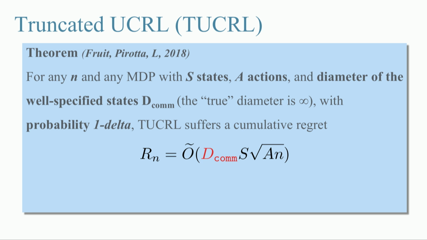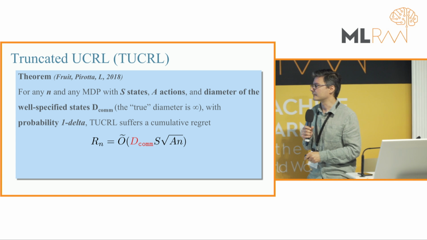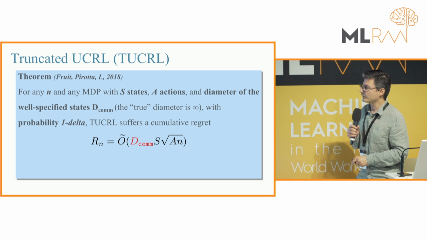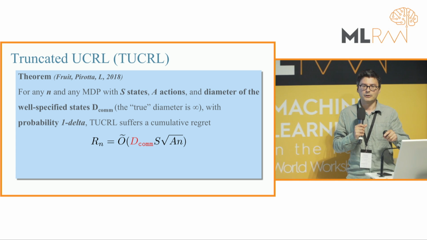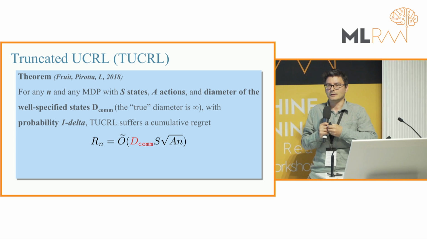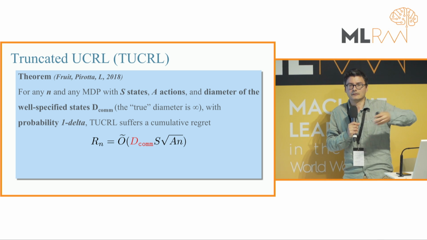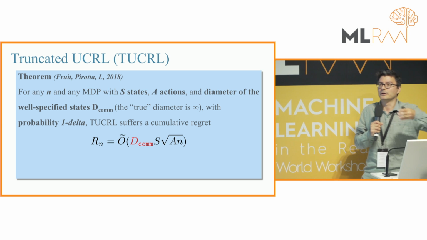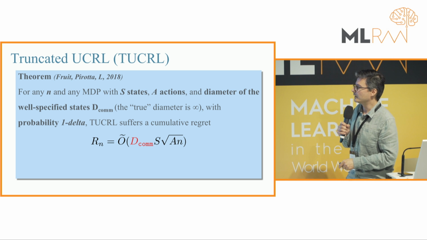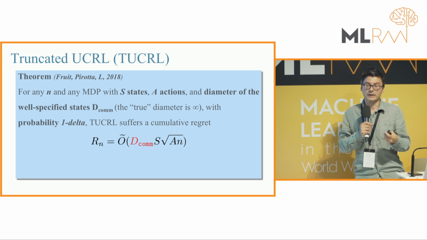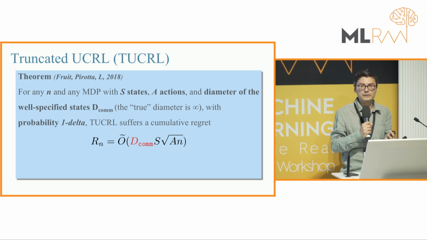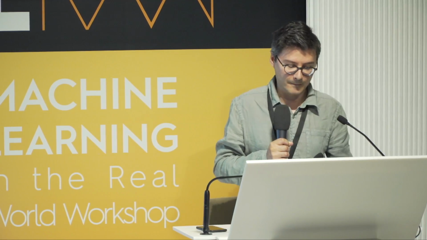So you see that we go back to the diameter. This is bad news. But again, we have no prior knowledge at this point. So it's probably something that we cannot avoid. The difference is that now this is not the diameter of the true MDP, because in the true MDP, if there are states which are not reachable, the diameter is infinite in the sense that it takes forever to get to an unreachable state. This here is just the diameter of the communicating part, so the part that I can actually reach starting from the initial state that I have.